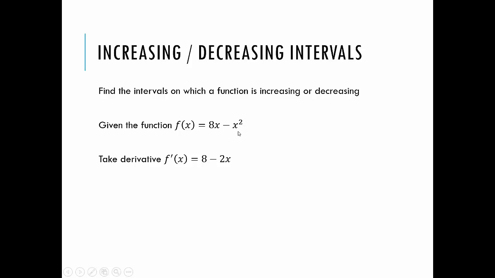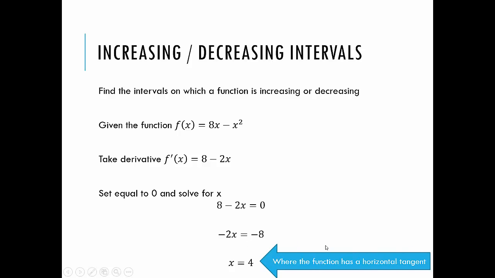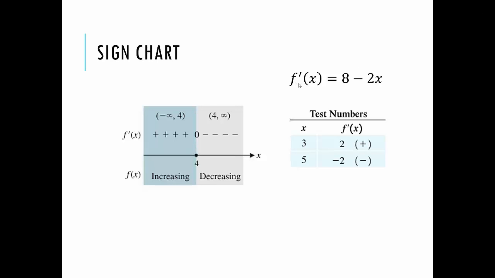8x, 8, x squared, bring the 2 down, subtract 1. I set my derivative equal to 0, and then I solve for x. So I go through and I set this equal to 0. I'm going to solve for x. I move the negative 8 to the one side, and I divide both sides by negative 2, and I get x equals 4, which is where the function has a horizontal tangent. So I found where the derivative equals 0.